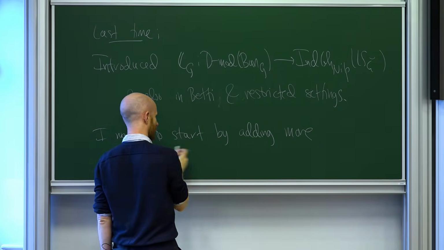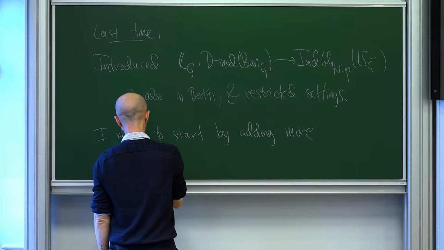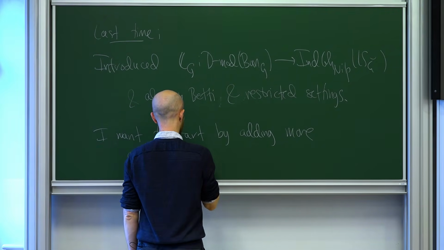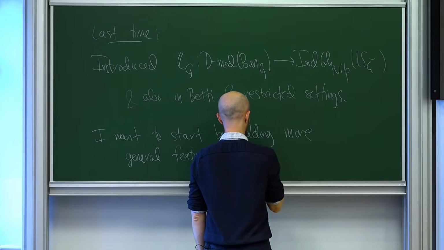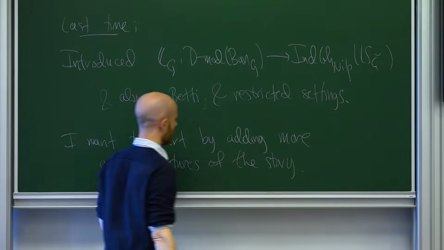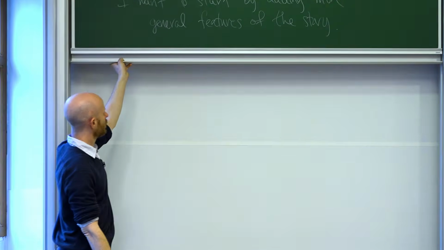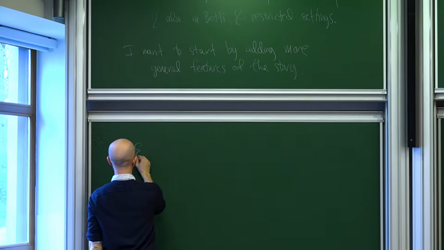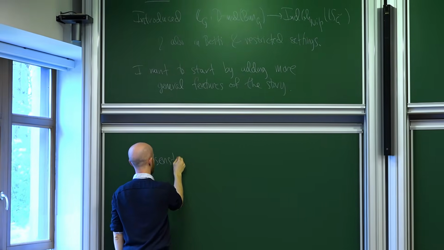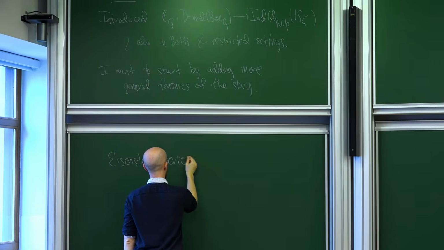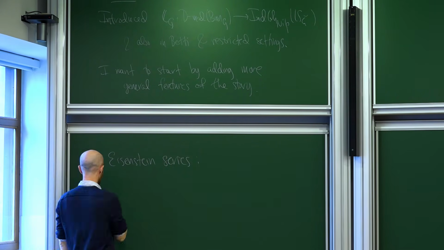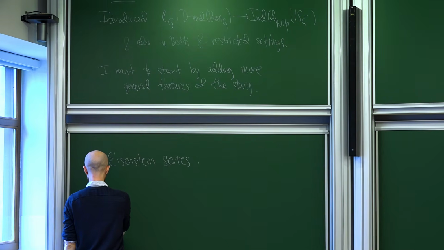or general features of the story. And so this is the theory of Eisenstein series, which we've seen mentioned a couple times already. So let me just do it briefly. So there's a functor we call Eis-star.